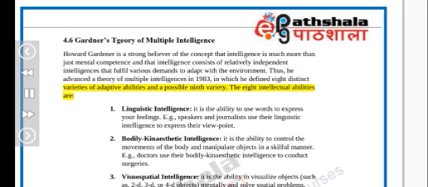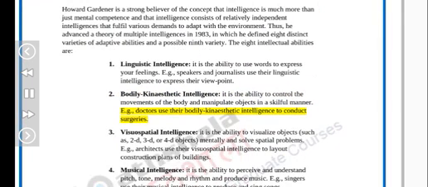The 8 intellectual abilities are: 1. Linguistic intelligence. It is the ability to use words to express your feelings. E.g., speakers and journalists use their linguistic intelligence to express their viewpoint. 2. Bodily kinesthetic intelligence. It is the ability to control the movements of the body and manipulate objects in a skillful manner. E.g., doctors use their bodily kinesthetic intelligence to conduct surgeries.